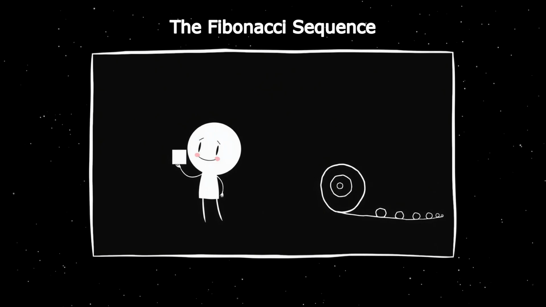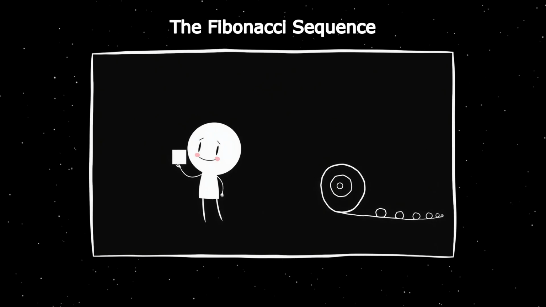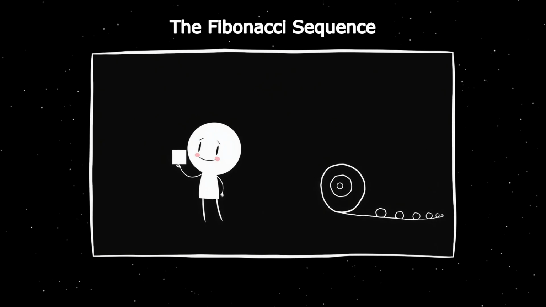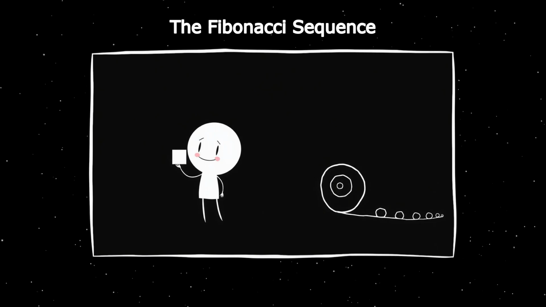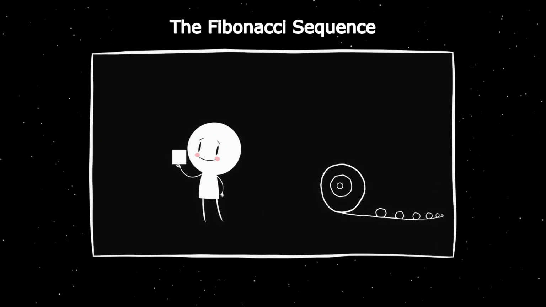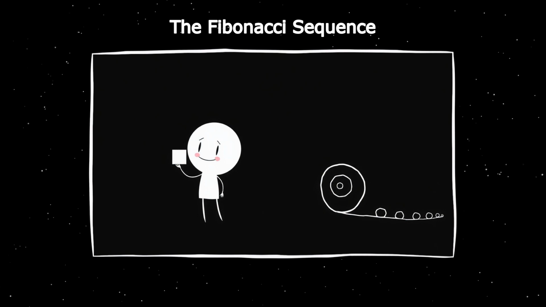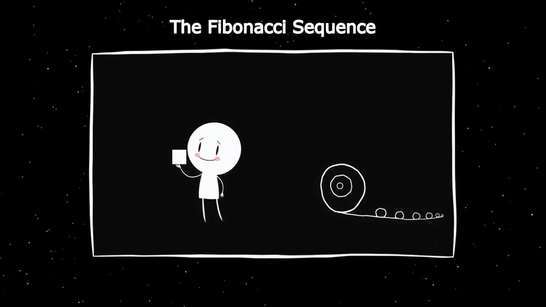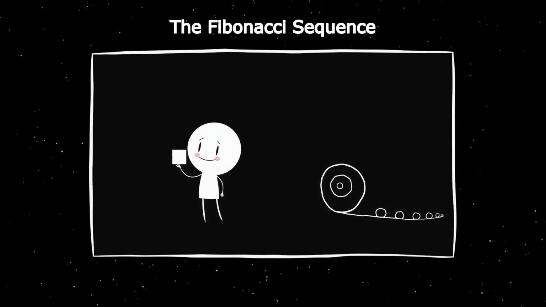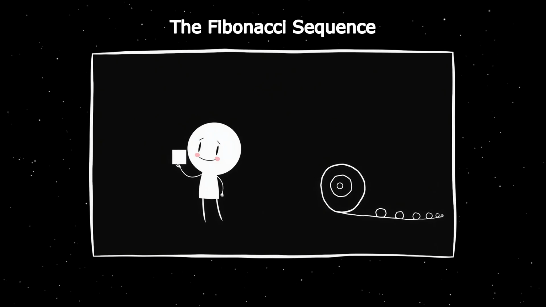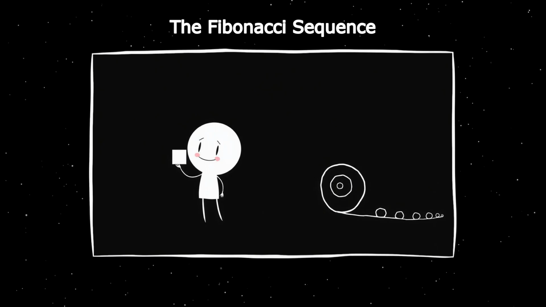So, after 0 and 1, the next number is 1, then 2, then 3, followed by 5, 8, 13, 21, and so on. The pattern continues infinitely, producing an ever-growing series of numbers. Many marvels of the natural world can be modeled by this sequence.